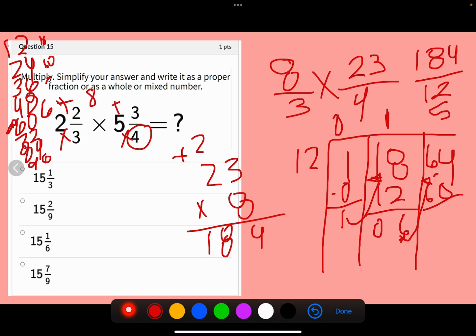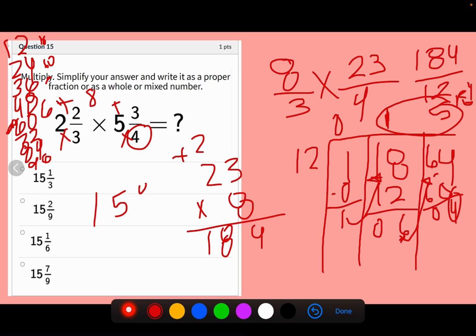Now we subtract that. 4 minus 0 is 4. 6 minus 6 is 0. So this is our remainder. Remainder 4. Now remember this number up top, 15, that is our whole number, right? Our remainder up here is our numerator. And this number here is our denominator.